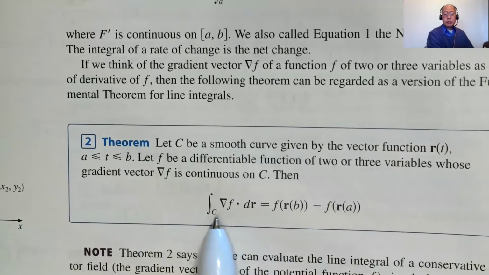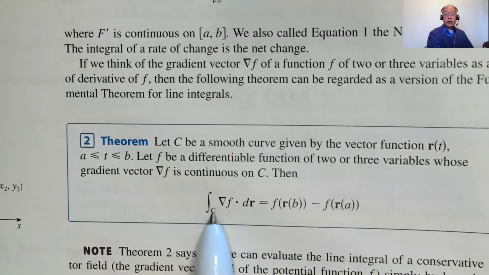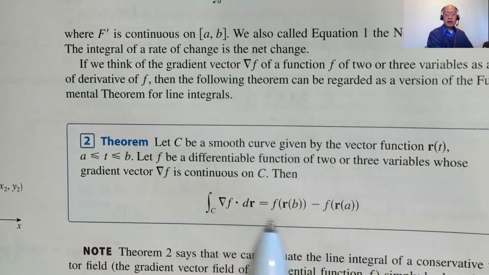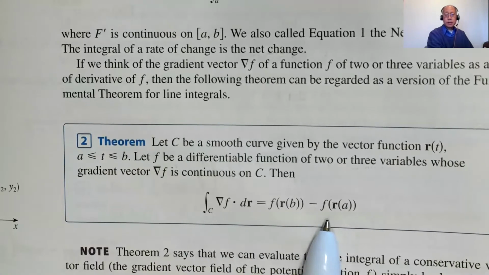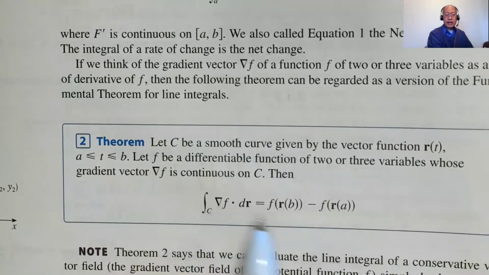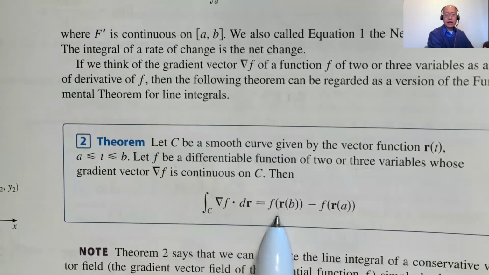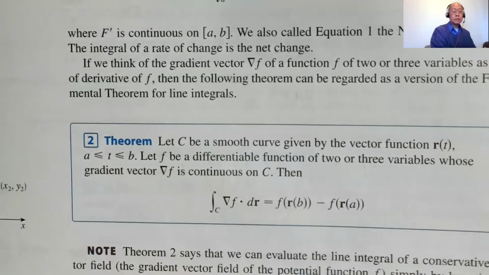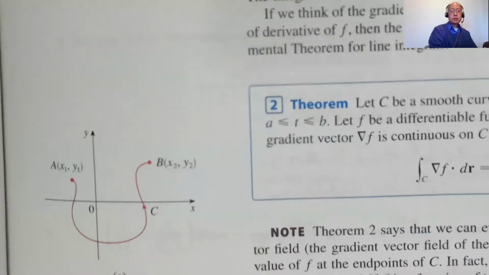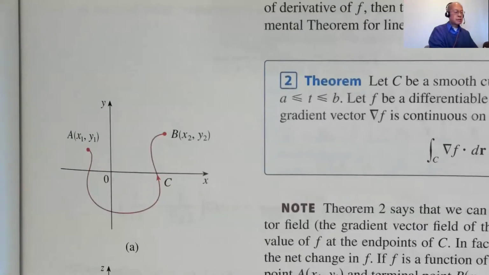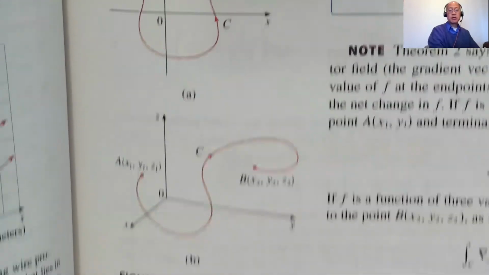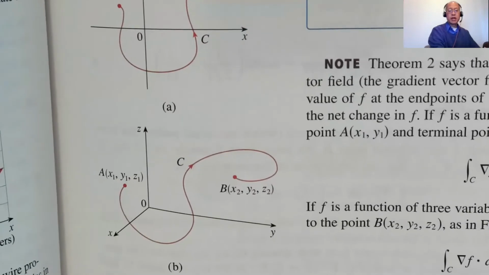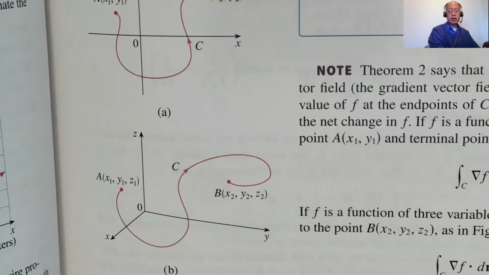Okay. So integral of del f dot dr is f of r of b minus f of r of a. Where this is the gradient, so you're kind of doing an anti-gradient, as it were. And the picture is something like A or B, three-dimensional, two-dimensional, three-dimensional flavor. So you're integrating along such a curve.